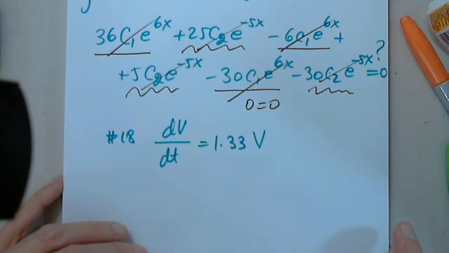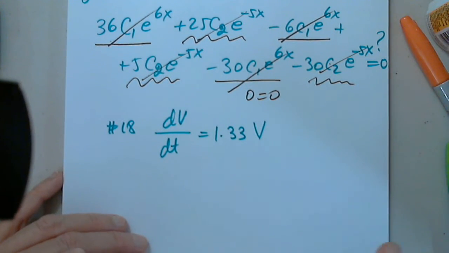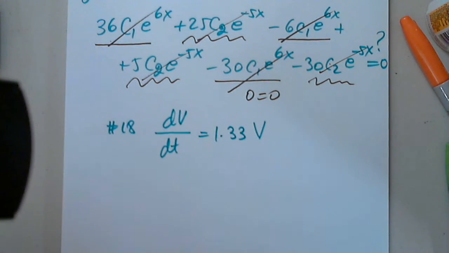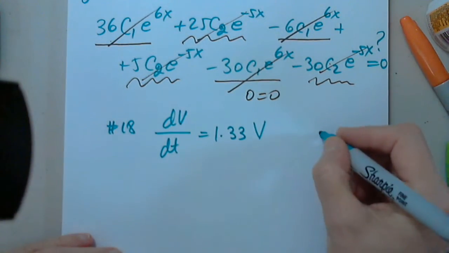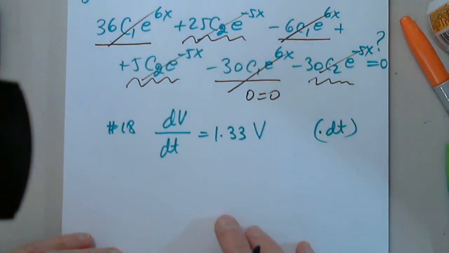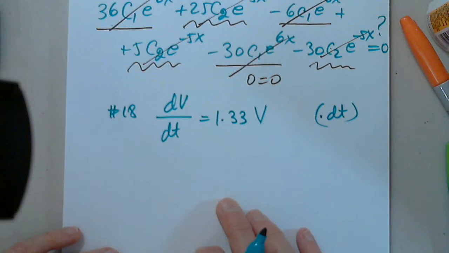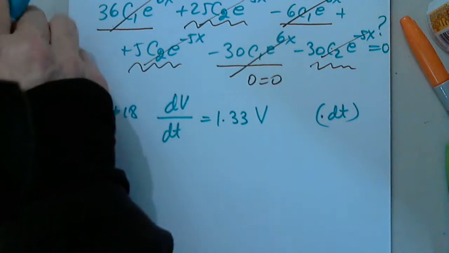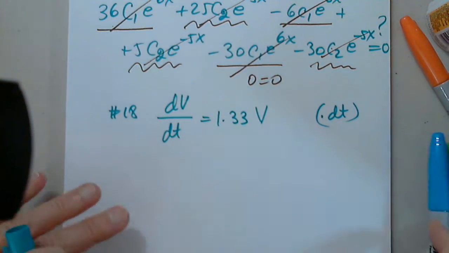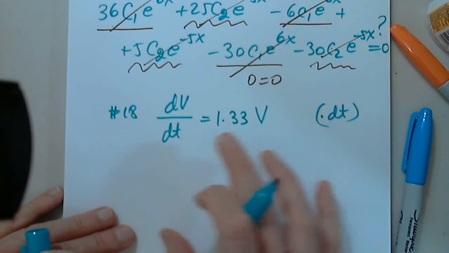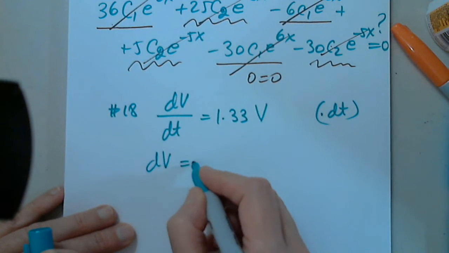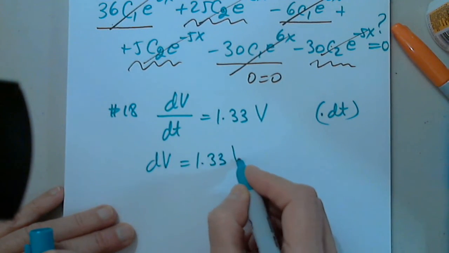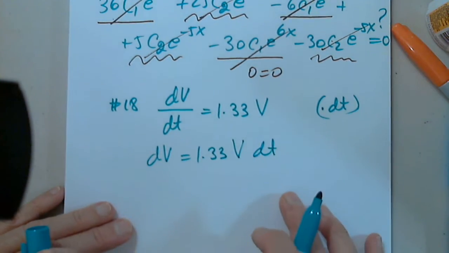Okay. Like we did before, what do you think I'm going to have to do first? Multiply by dt. Of course. Always remember we have to separate the variables. So this is the first problem in which we will separate the variables. First I have to take care of this. Good. So then I have dv equals 1.33 times v times dt.